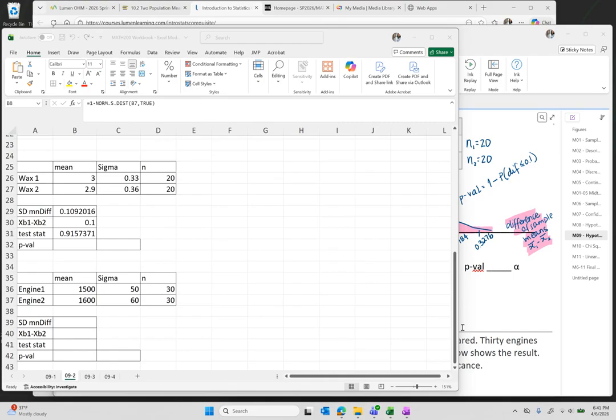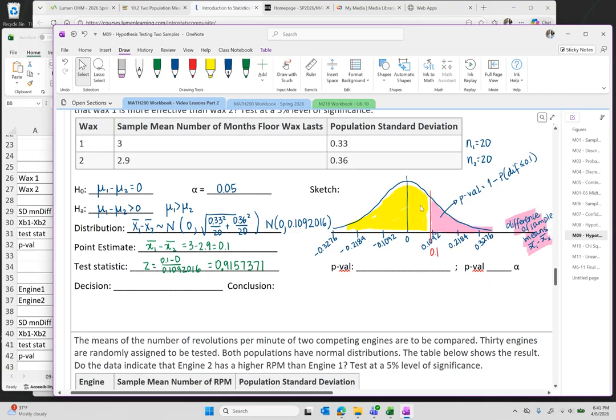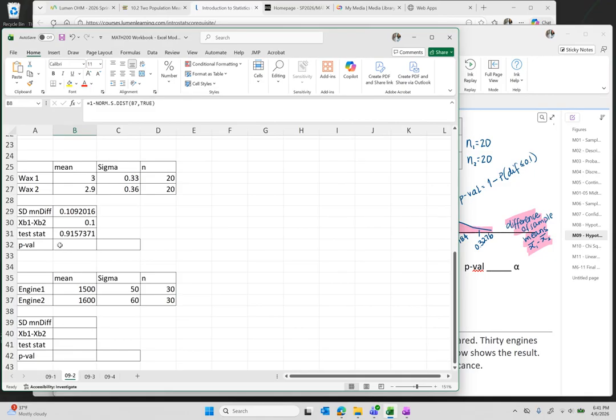So when I use Excel, remember Excel is going to give me the yellow area, the area to the left tail. So I need to make sure I subtract it from 1. So I can do 1 minus normal. Oh, let me put an equal sign here so that it knows what I am trying to do. So normal distribution. You can select the normal distribution here. It asks what the x is, and the x is this. And then what is the mean? Remember that the mean is the null value.